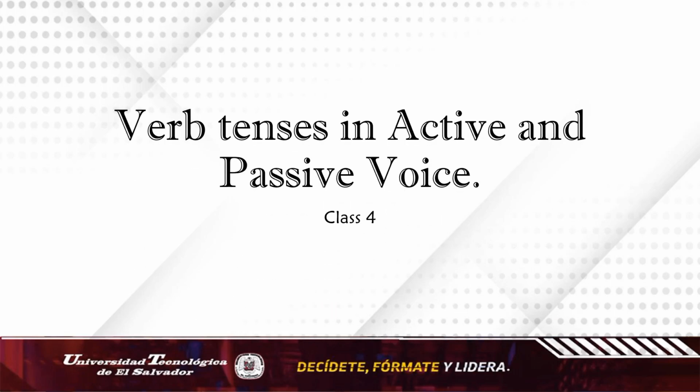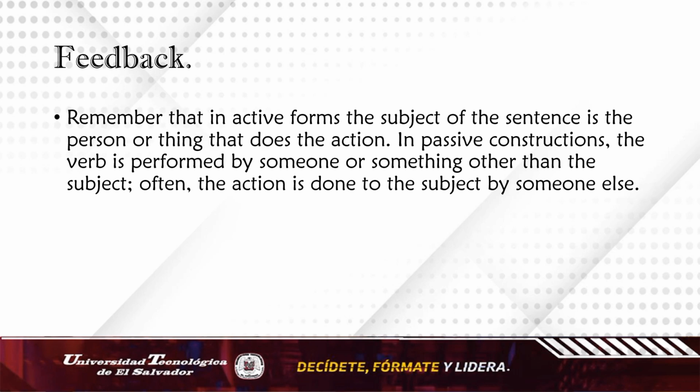Class 4, Verb tenses used in active and passive voice. The following is a summary of active and passive forms of all verb tenses. Remember that in active forms the subject of the sentence is the person or thing that does the action. In passive constructions, the verb is performed by someone or something other than the subject. Often, the action is done to the subject by someone else.